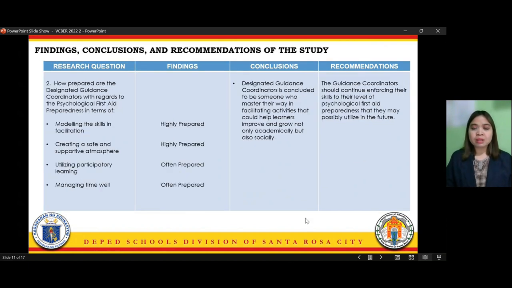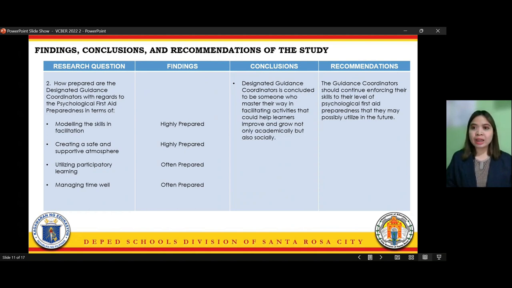Number two, it is found out that guidance coordinators are highly prepared in both modeling the skills and facilitation and creating a safe and supportive atmosphere. They are often prepared in utilizing participatory learning and managing the time well. Conclusion, they are concluded to be someone who mastered their way in facilitating activities that could help learners improve and grow not only academically but also socially.